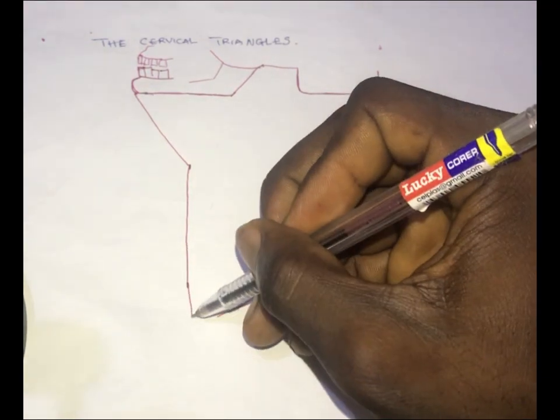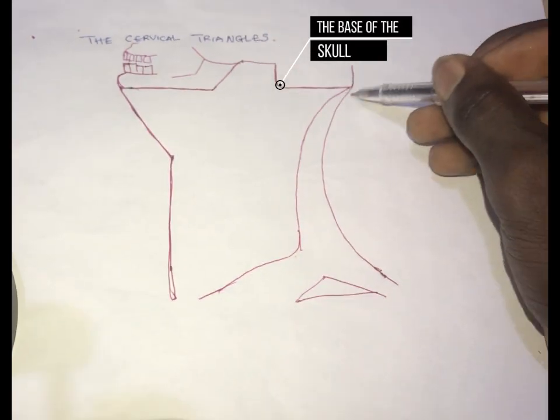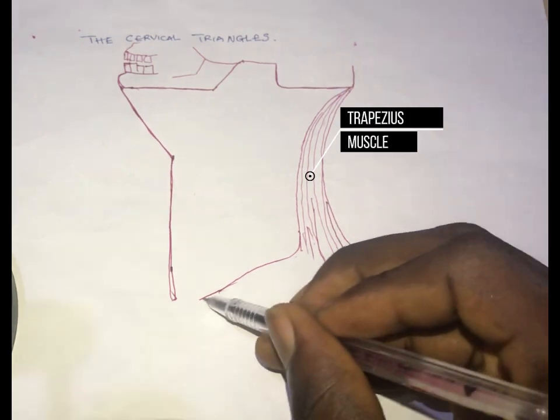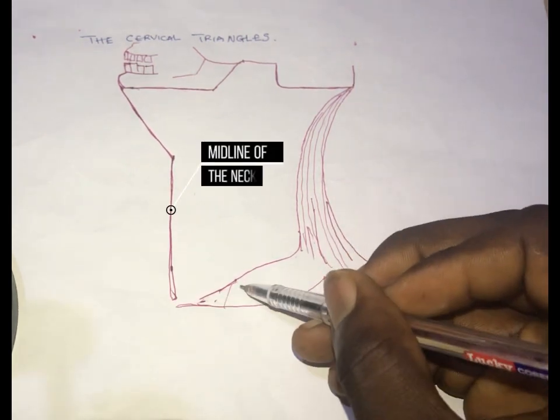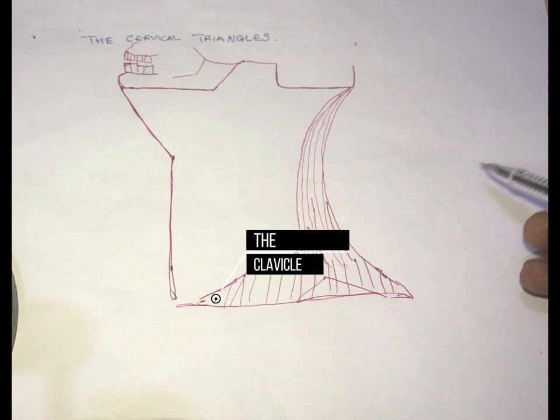The cervical triangles begin around the base of the skull. It has its boundary posteriorly by the trapezius muscle and anteriorly by the midline of the neck. Inferiorly, it is bounded by the clavicle and the manubrium sternum.